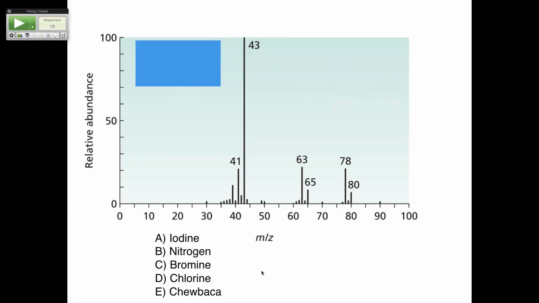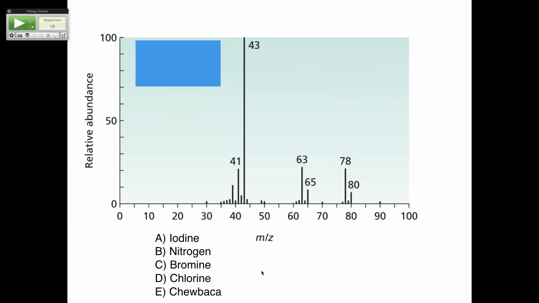That's kind of wild. All right, so what do you think the heteroatom is in this one? Iodine, nitrogen, bromine, chlorine, or Chewbacca? He's furry. He's not a heteroatom. I'm not opening it. I'm asking you. Chlorine. Okay, what made you pick that? Because this is a third of this.